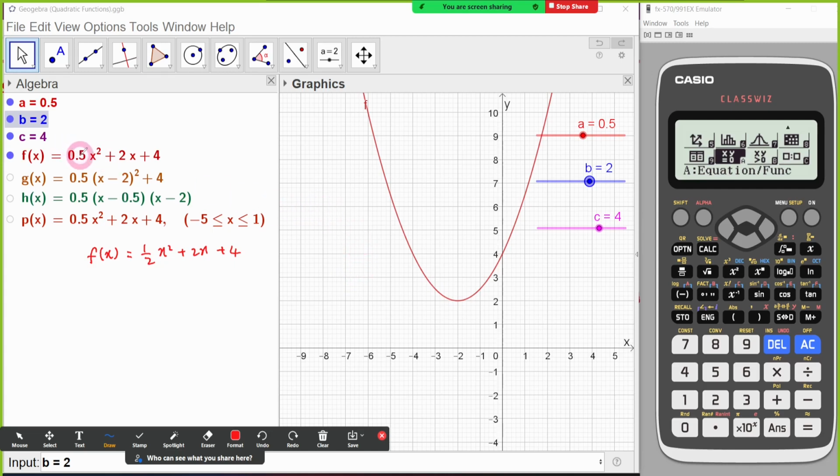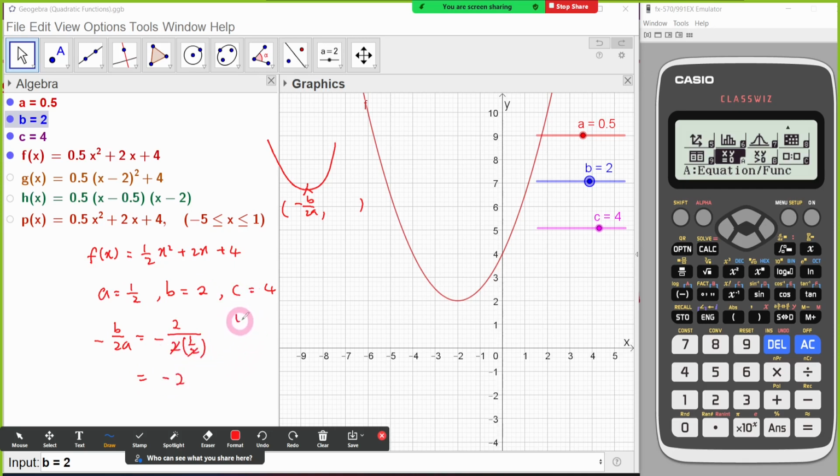Just by looking at it, you know that this is a smiling face. So what we need to do is find the coordinates of this point first. Still remember? Negative b over 2a, right? In this situation, a is equal to 1/2, b is equal to 2, and c is equal to 4. Negative b over 2a gives us negative 2.